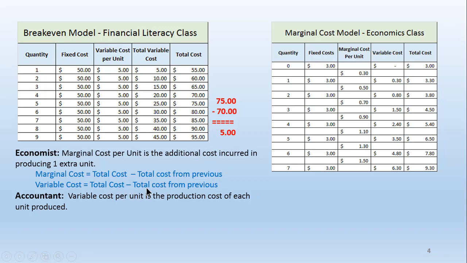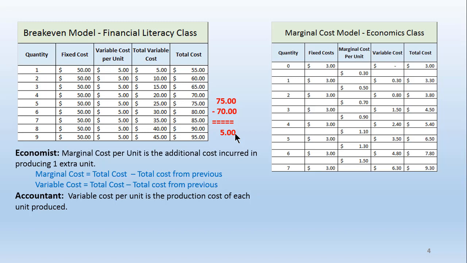Variable cost is total cost minus total cost from previous. So for example, this one right here, $5. It's driven by 75 minus 70. And you get the number, but it is backwards from how anybody else calculates this number.